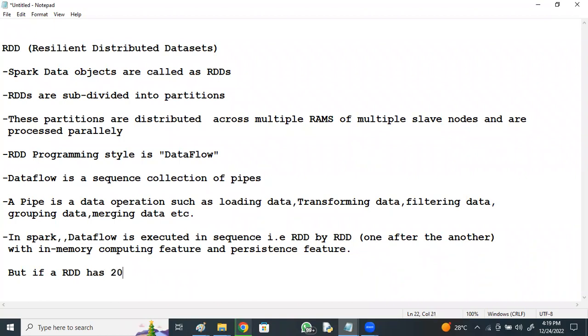But assume that an RDD has 20 partitions, then they can execute in parallel. If an RDD has 20 partitions, then they can execute in parallel. Yes. So observe here.